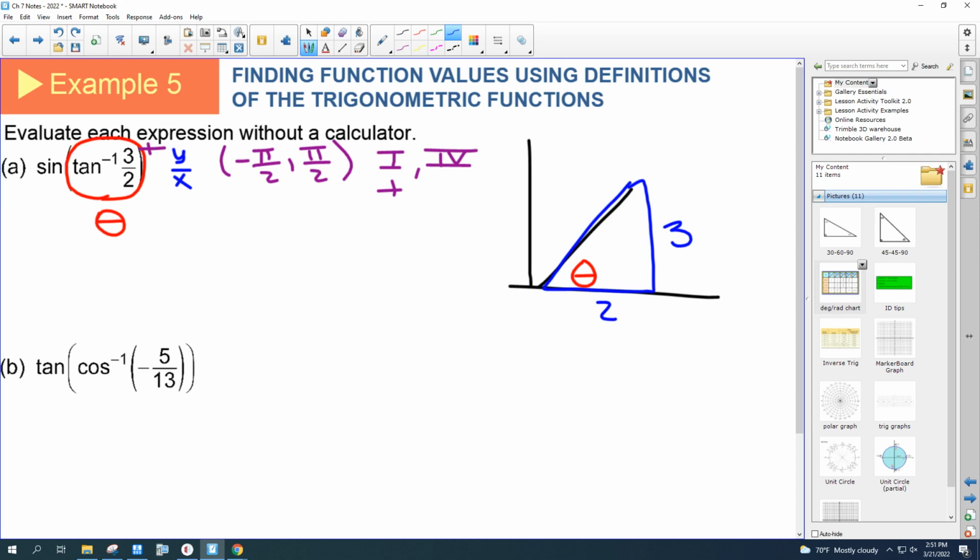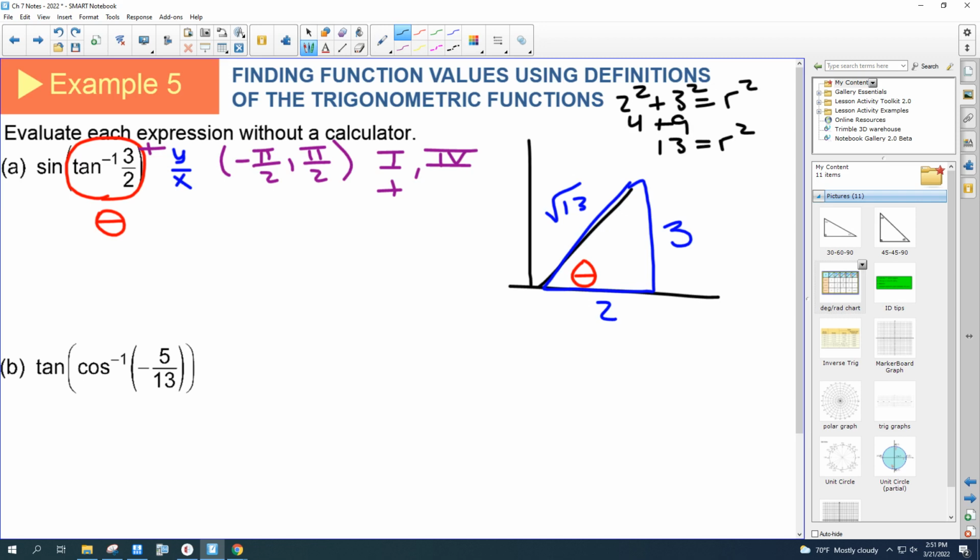Now, I would highly recommend you to figure out how to do Pythagorean theorem in your head. 2 squared is 4, 3 squared is 9, add them, that's 13. It's going to be square root of 13. If you can do this part in your head, then you're going to have an advantage because it'll be faster. If you can't do that in your head, you're going to have to come over here and do Pythagorean. 2 squared plus 3 squared equals r squared. That's 4 plus 9 is 13.